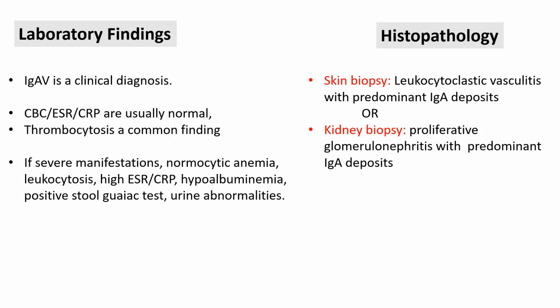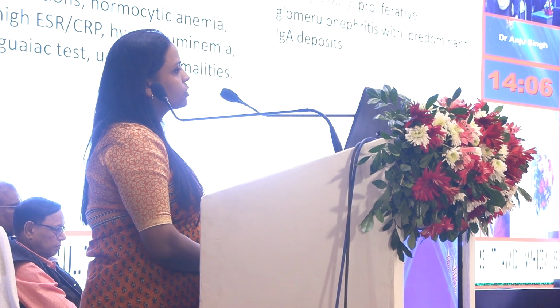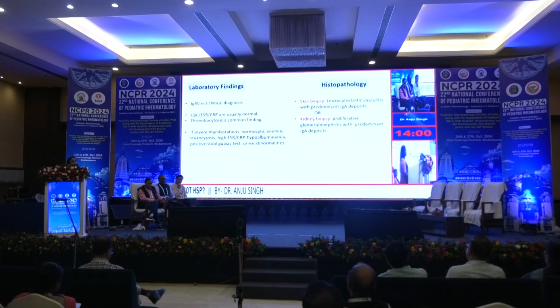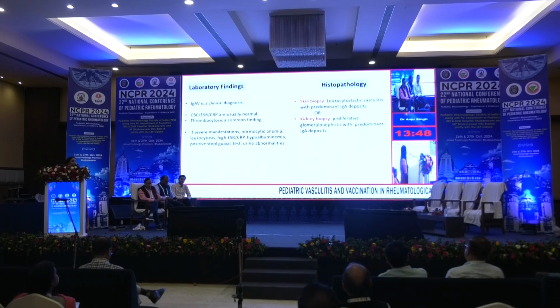So what are the laboratory findings? I would re-emphasize the fact that most rheumatological conditions are clinical diagnoses. As my previous speaker rightly said, we don't need sophisticated investigations in our kids. We need to take a detailed history and examination to arrive at a particular rheumatic condition. Most of the laboratory findings in IgA vasculitis are normal, though thrombocytosis is a common finding. If there is a severe manifestation, we can have significant findings in the lab parameters as well, in the form of normocytic normochromic anemia, leukocytosis, high ESR, CRP, hypoalbuminemia, or stool positive for occult blood, and urine abnormalities in the form of active sediments in the urine.